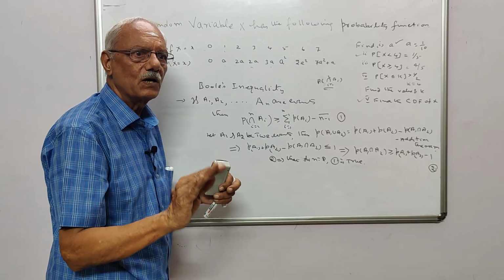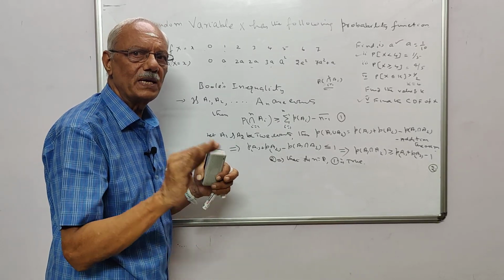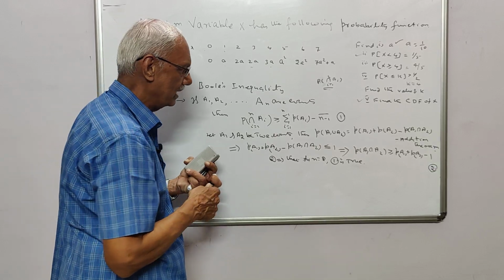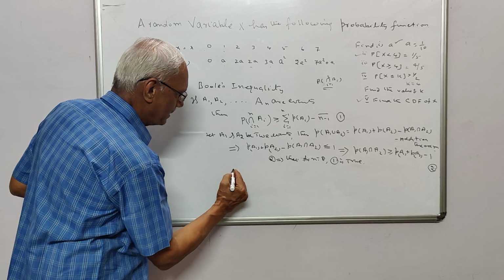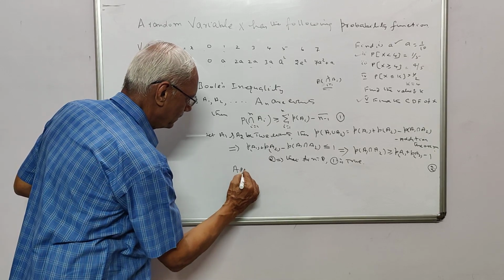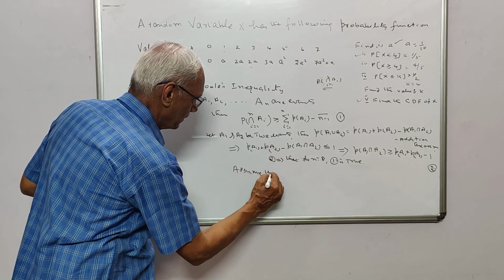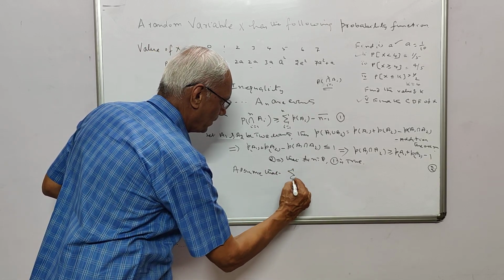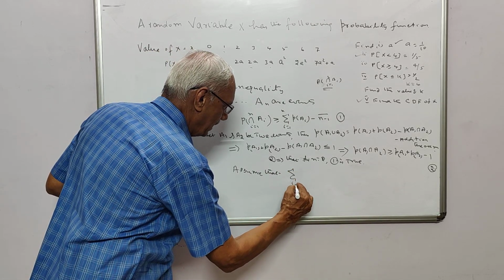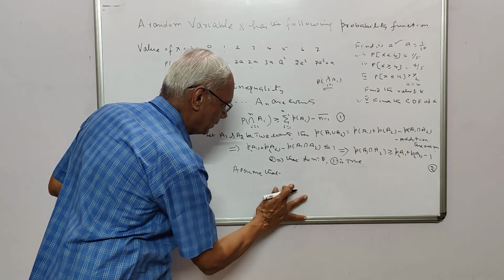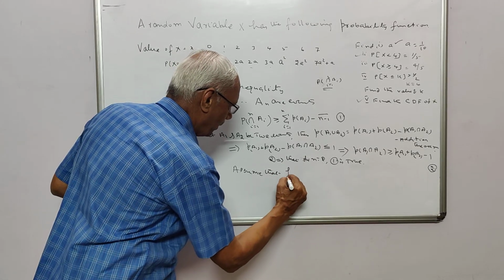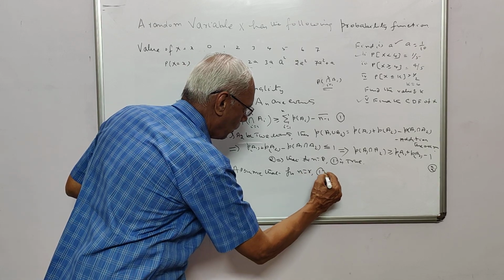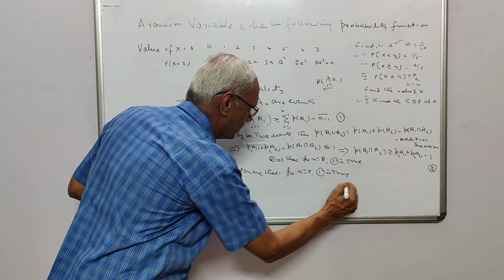So this is called the mathematical proof by mathematical induction. Are you able to understand? Okay, now let me assume. Assume that for n is equal to r, the result is true.